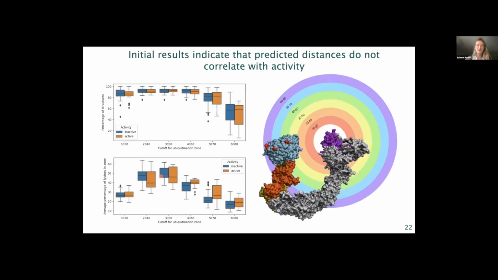inactive PROTAC. So for this, I used a script that I created myself in ICM, where I compared the number of structures that have a lysine in a certain cutoff, and the number of lysines that could be ubiquitinated in the cutoff. And for both, I see that there's not necessarily a difference between active and inactive PROTACs in either generating a structure that has a lysine in this cutoff, nor the amount of lysines that are within that cutoff.